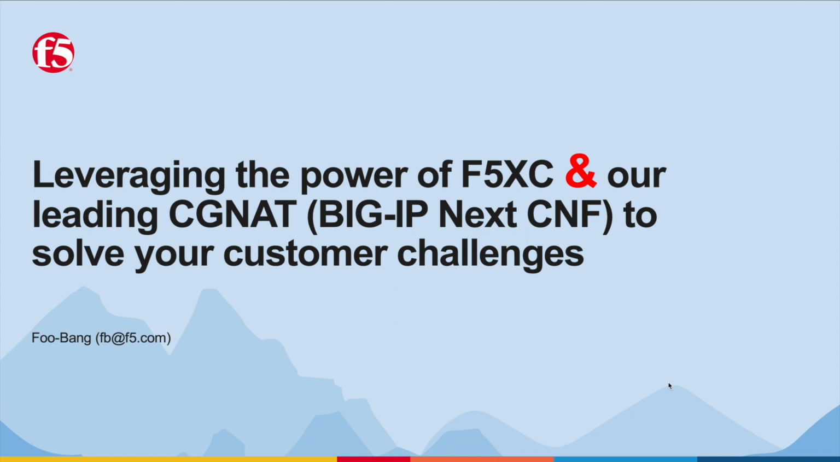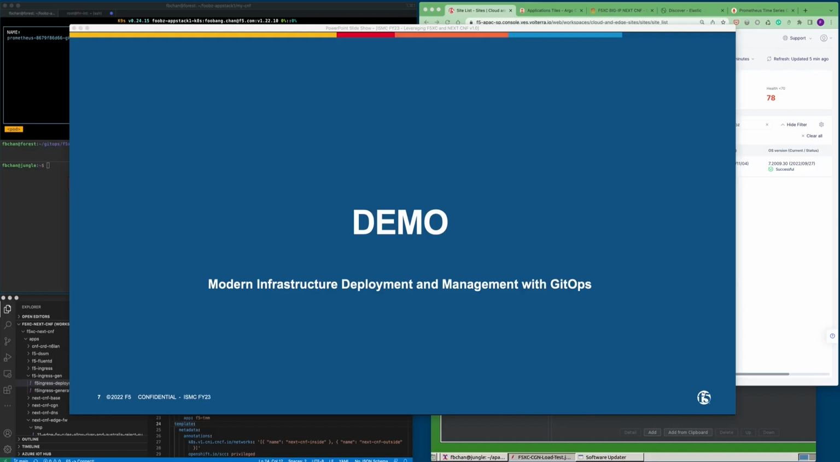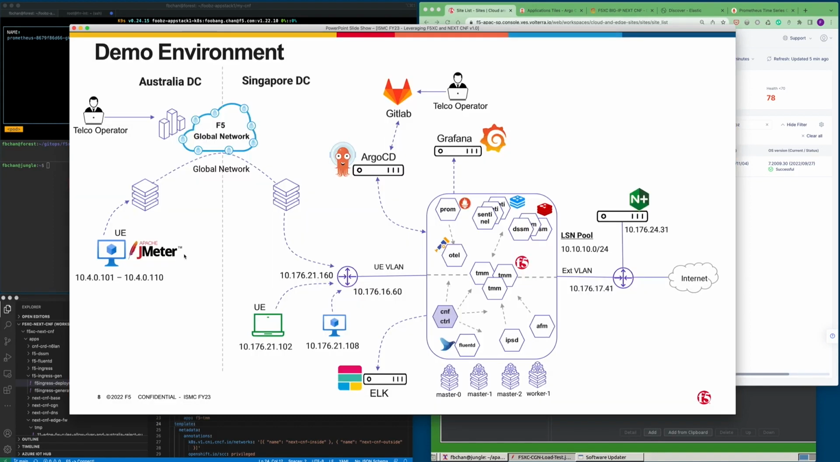Welcome to Leveraging the Power of F5XC and our leading BIG-IP Next CNF CGNAT to solve your customer challenges. This is a demo on modern infrastructure deployment and management of BIG-IP Next CNF CGNAT with GitOps. This is an environment where I'm going to demonstrate how you can leverage F5 Distributed Cloud Platform to deploy, manage, and operate BIG-IP Next CNF. I'm going to demonstrate CGNAT and Edge Firewall use case.